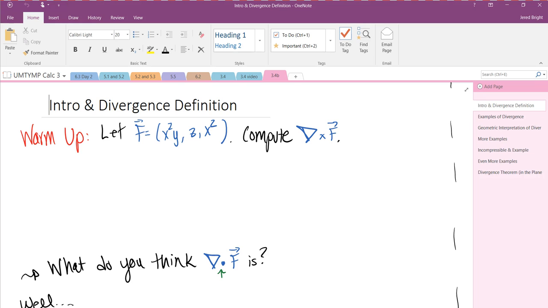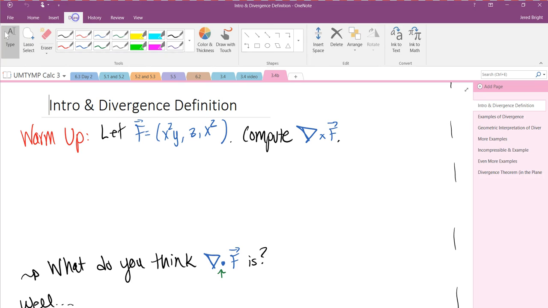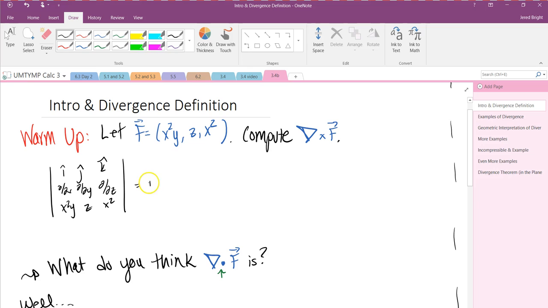Okay, well, if you recall, this is the same as curl, and if we do this out, I always set up a determinant, i, j, k, and then we have the partials, d dx, d dy, d dz, and then we have the components of the vector field, x squared y, z, and x squared, and then we go ahead and do this. Okay, so then I get i, and then let's see, that'll be 0 and 0. Great, that's fun. Oh, I'm sorry, 0 and minus 1. Try that again.